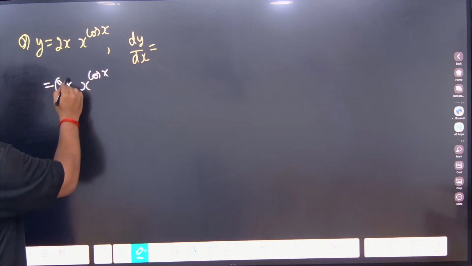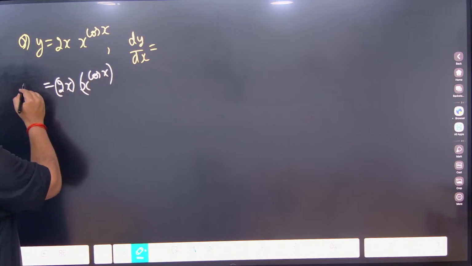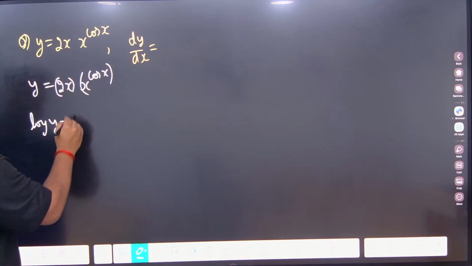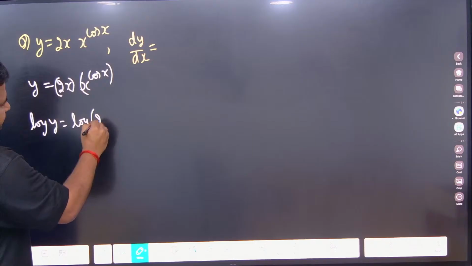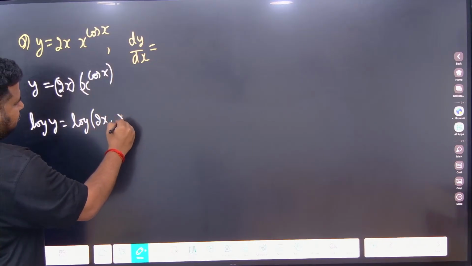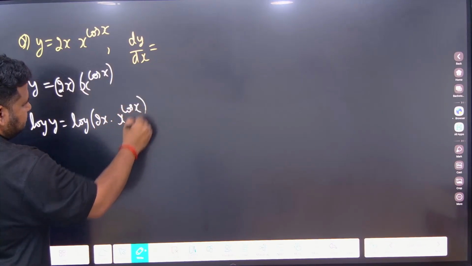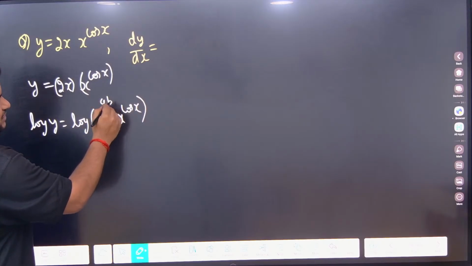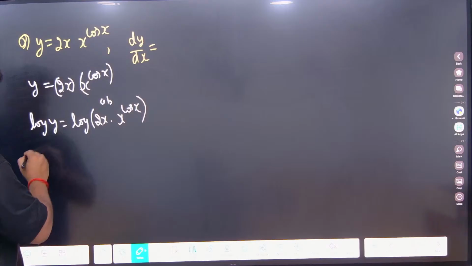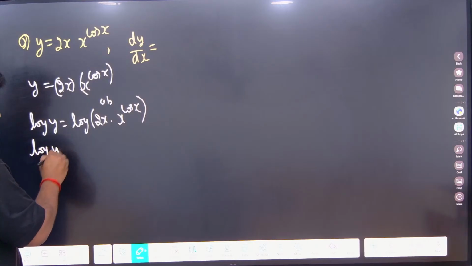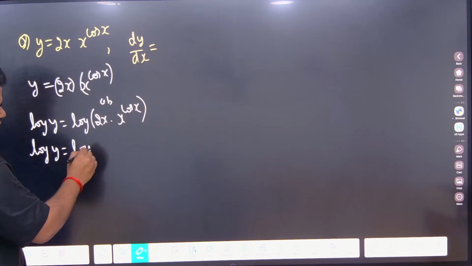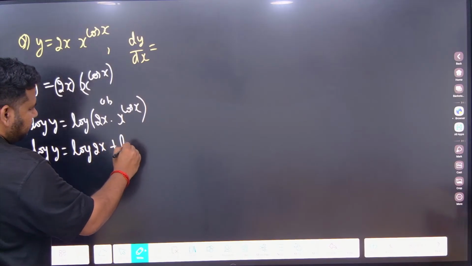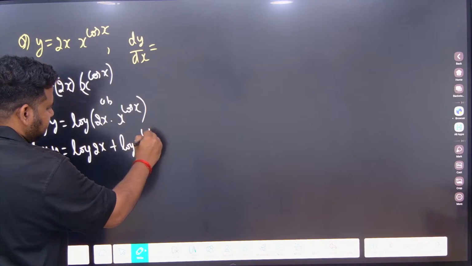So here 2x is one function, x power cos x is another function. So we apply log on both sides. Log y is equal to log of 2x into x power cos x. Now this function is of the form log of ab. Log of ab is log a plus log b. So I can write log y is equal to, still I have not differentiated, I am still simplifying it, log 2x plus log of x power cos x.